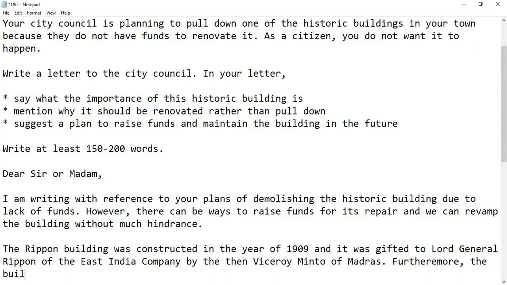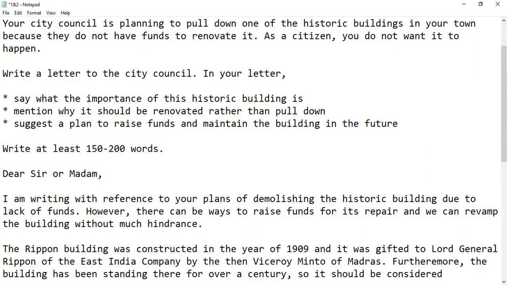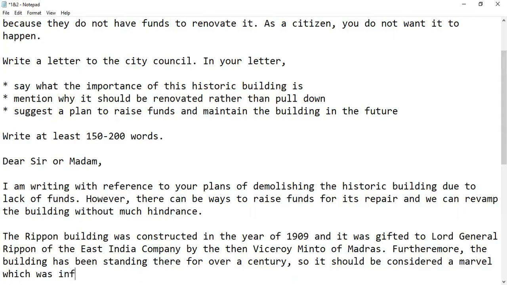Furthermore, the building has been standing there for over a century, so it should be considered a marvel which was in fact built by an Indian engineer. Even though I do not remember the name of the Indian engineer, I can always say, furthermore, the building has been standing there for over a century. So it should be considered as a marvel, which was in fact built by an Indian engineer. Then what additionally?